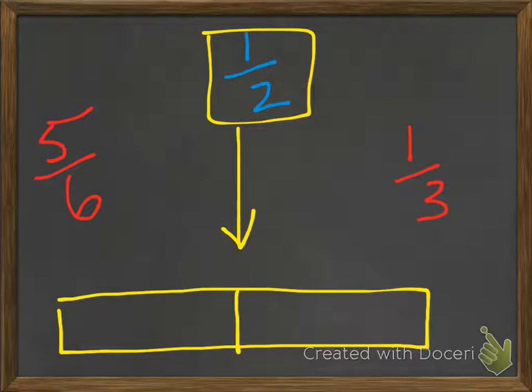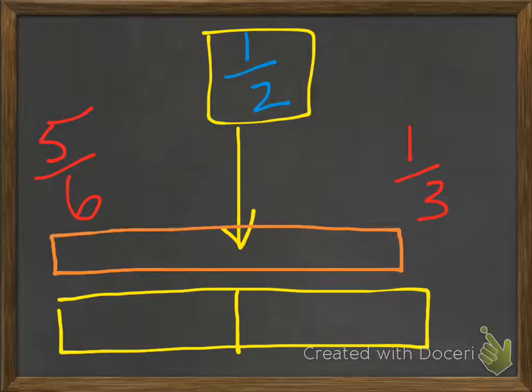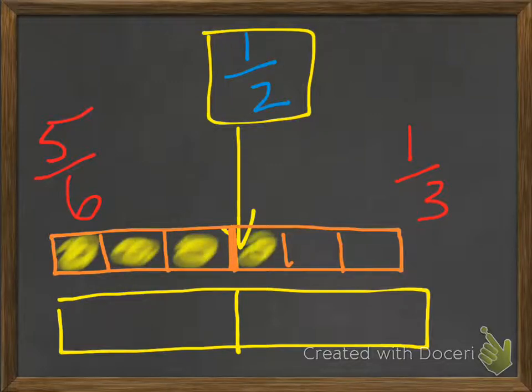Well, let's start off with 5/6. 5/6 should be pretty easy. We'll take our same thing here, and if this is our halfway mark, and I know if I were to cut this up into 6 parts, and I would go ahead and shade 1, 2, 3, 4, 5. So right there we can see that 5/6, which is right here, is much bigger than 1/2.